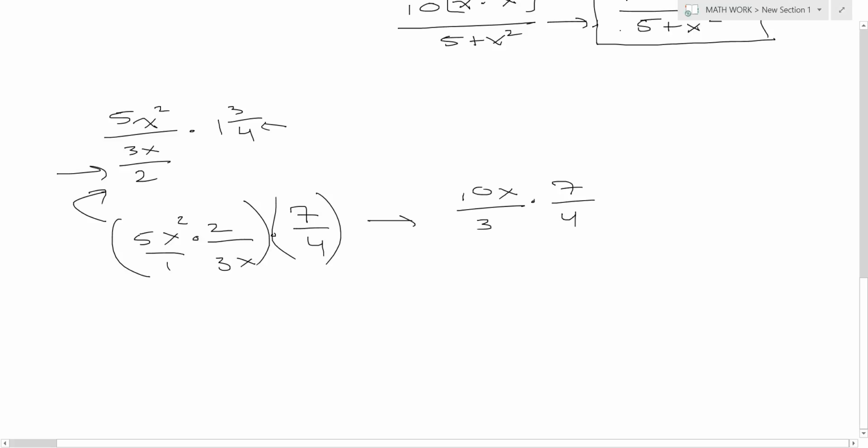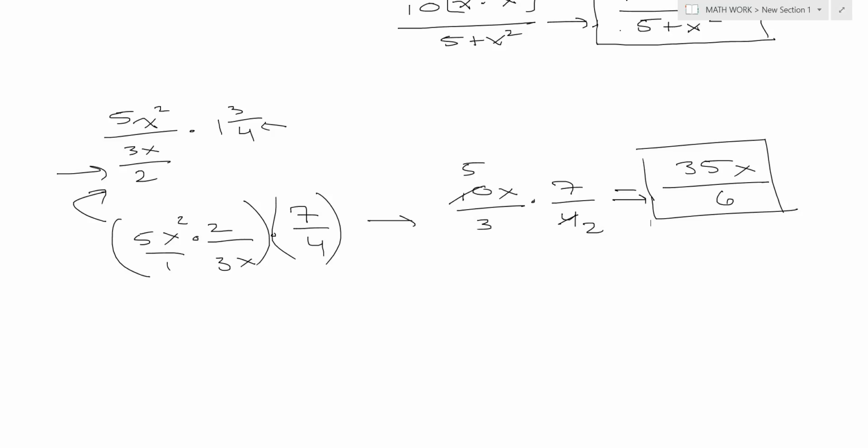And then can we reduce? Well, this is 2, and then we have 5. So 7 times 5, 35x. 2 times 6. I don't think there's anything else we can reduce. So this is your answer, you guys. All right, I think that takes care of that. Take care.